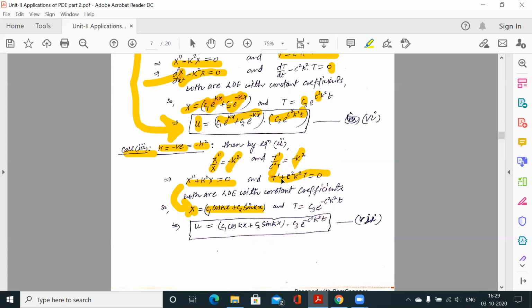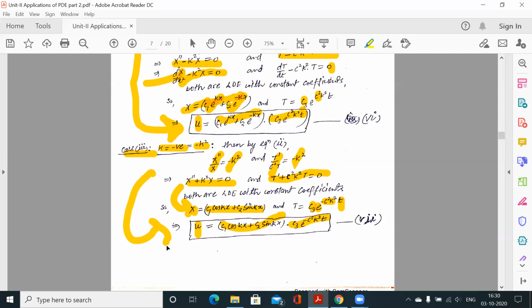So the root, because this is first order, the m value that comes is minus c square k square. So there is only one root, which is real. So c3 into e to the power minus c square k square into t. So the total solution in the third case is u is equal to X into T. So this is the solution in the third case.